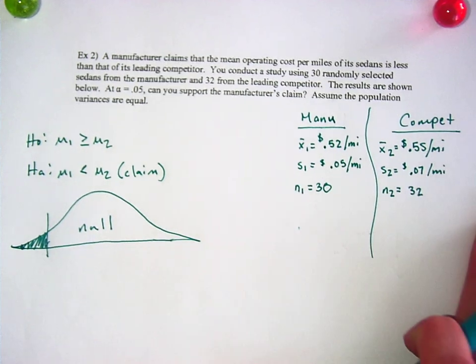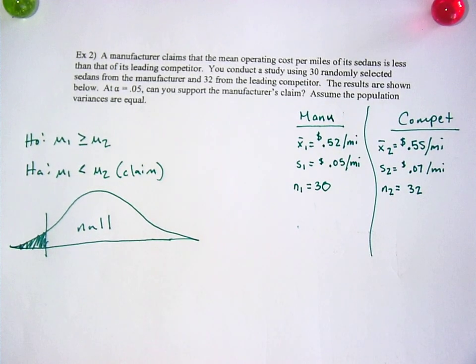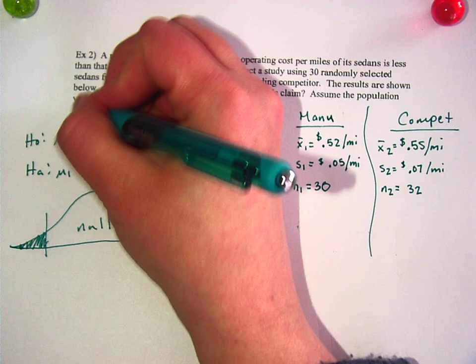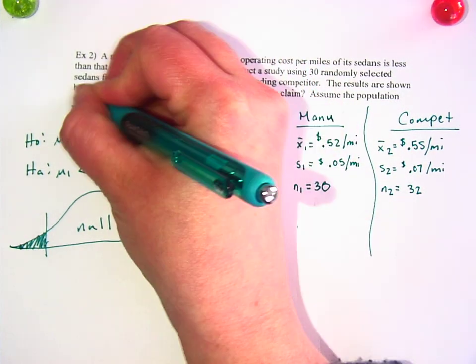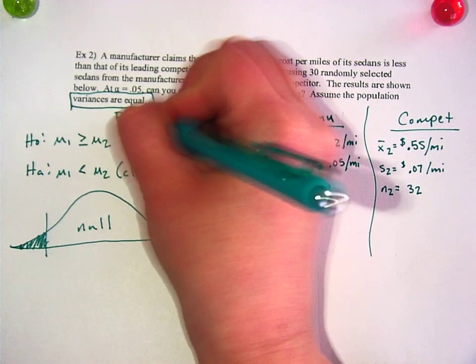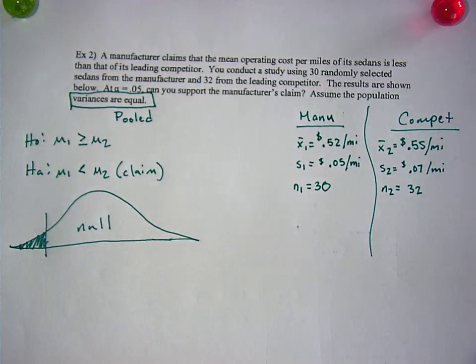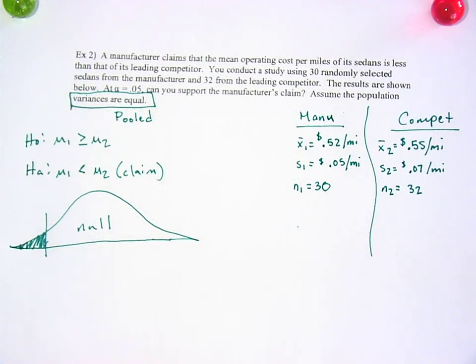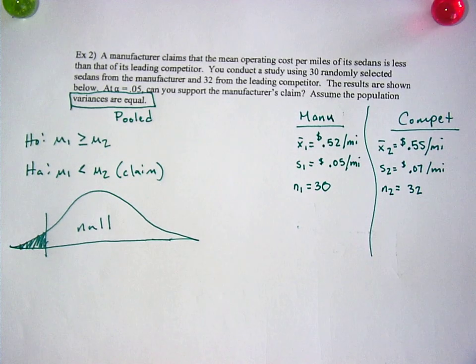How do we figure out the rejection region? We are going to do it both ways. You have to do N1 plus N2 minus 2, so 30 plus 32 minus 2, which is 60. Okay, so we're going to go on 60.